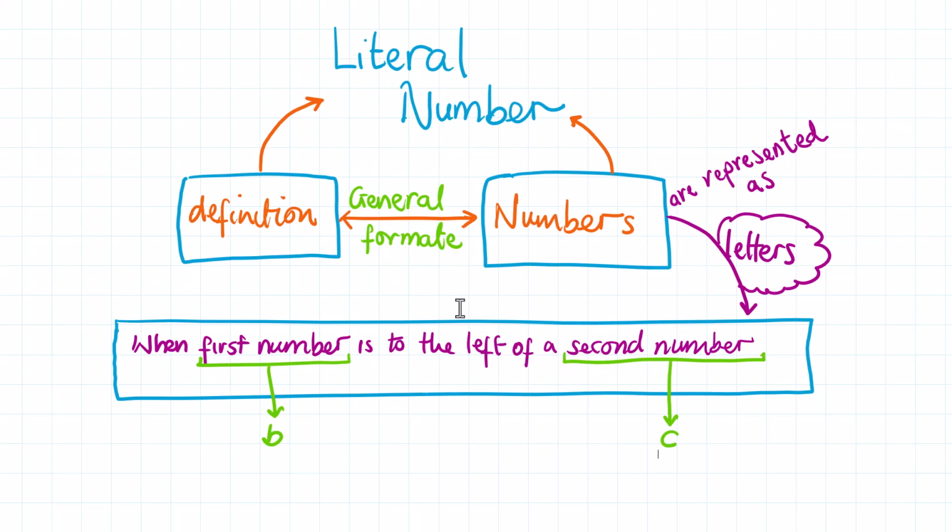And this statement that says it is to the left of the second number based on the number line means that the first number B is what? Less than the second number C.